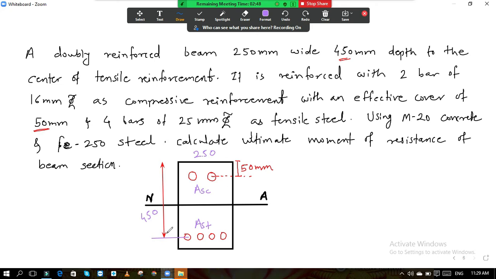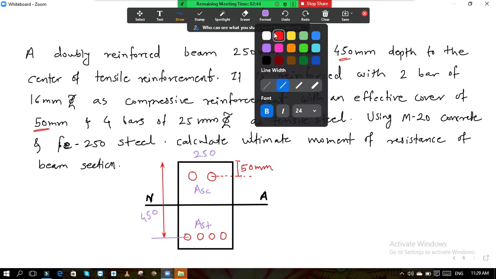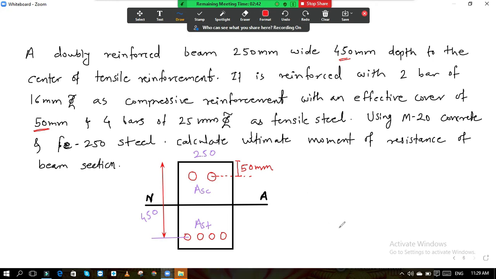Okay. So now we will calculate the areas first. So what is the total area in compression zone? ASC is equal to 2 bars are given, each of 16 mm diameter. To calculate this, what is the value of area of steel? ASC.